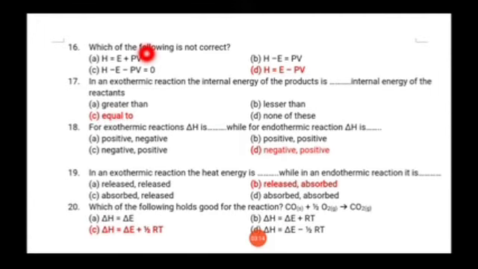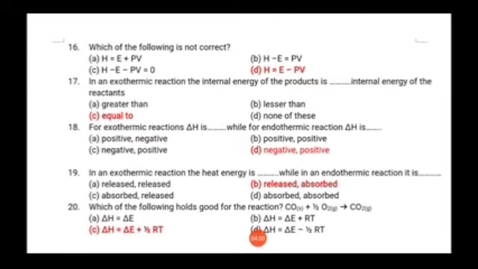Question number 16, which of the following is not correct? Options are: A, H is equal to E plus PV; B, H minus E is equal to PV; C, H minus E minus PV is equal to 0; and D, H is equal to E minus PV. All the options are of enthalpy, and we know that the actual relation of enthalpy is H is equal to E plus PV. So options A, B and C are all the same with some modification, but option D is not the correct one, because it must be E plus PV. So the correct option is option D, that is H is equal to E minus PV.